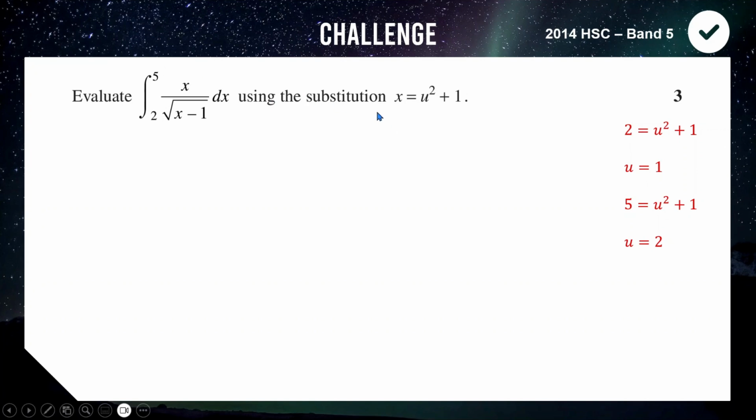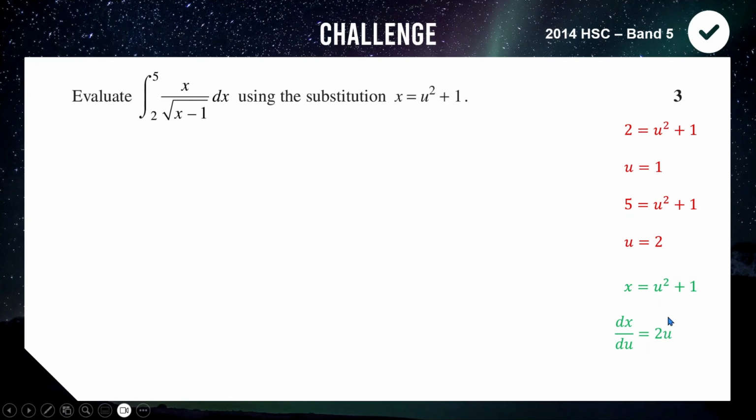Now let's figure out our du and dx relationship. So we have our substitution, x equals u squared plus 1. Now we're going to differentiate both sides in terms of u. So the left-hand side will become dx on du, and the right-hand side will be 2u plus 1.